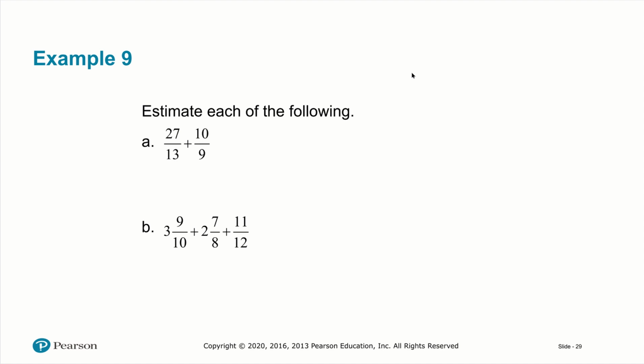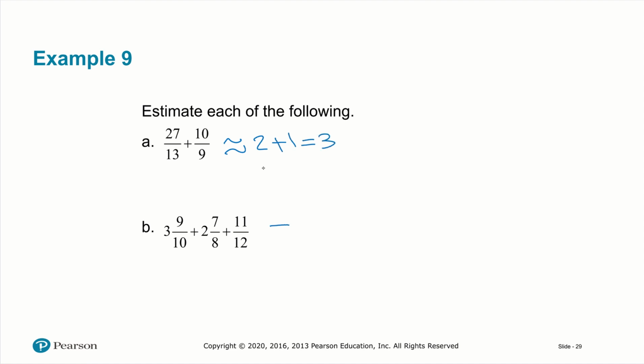Okay, let's go ahead and try to estimate these. Notice that 27 over 13, that's pretty close to 28 over 14, which we know is 2, right? And this one is pretty close to 9 over 9, which is 1. So this is going to be approximately 2 plus 1, which is 3.